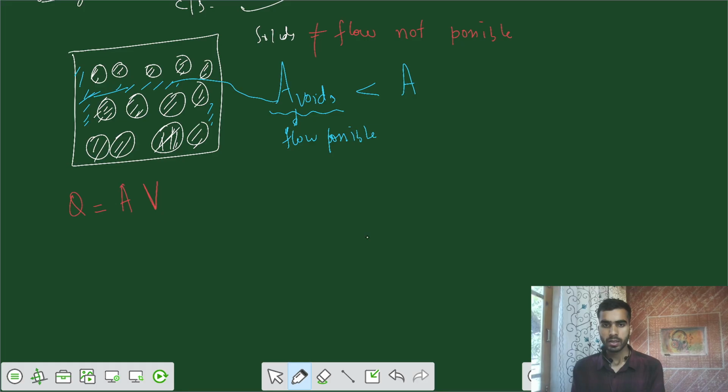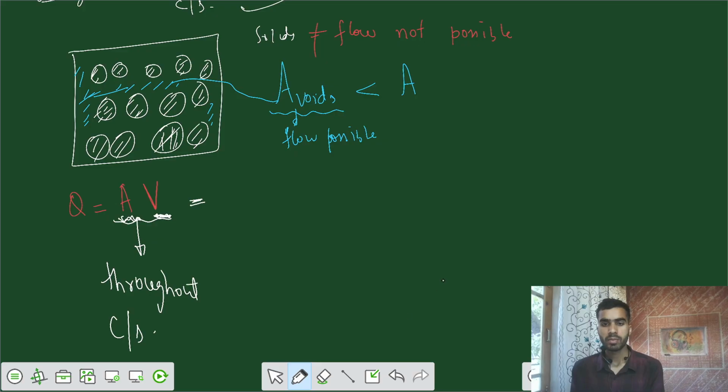So I would write, based on the continuity, that this was throughout the cross section. This was your area of the cross section, total area, gross area, and velocity was there throughout the cross section, but that is not true. So if I write that equation, the discharge is not going to change, but the parameters are going to change.